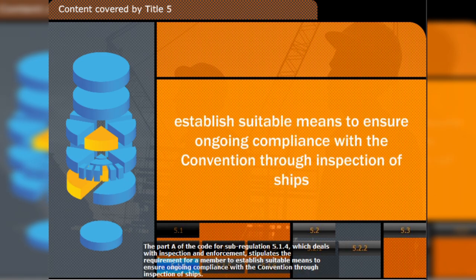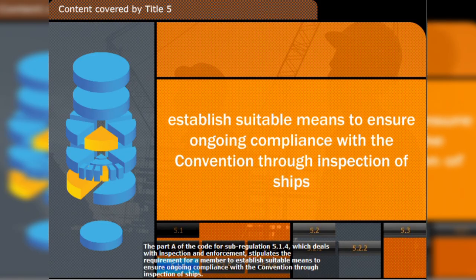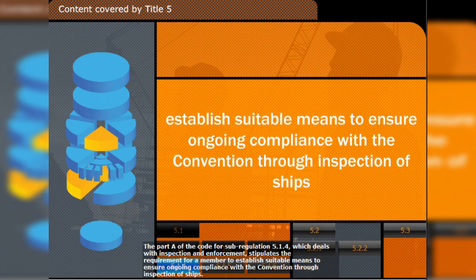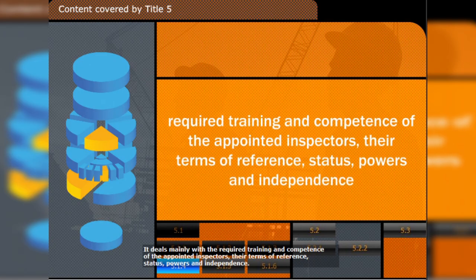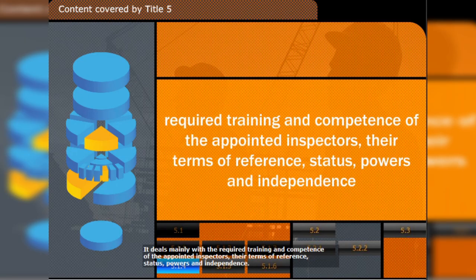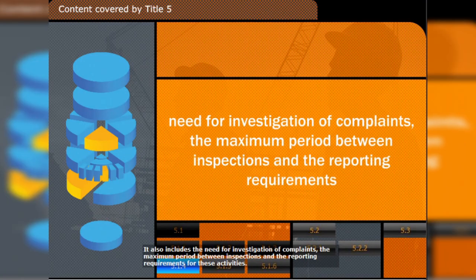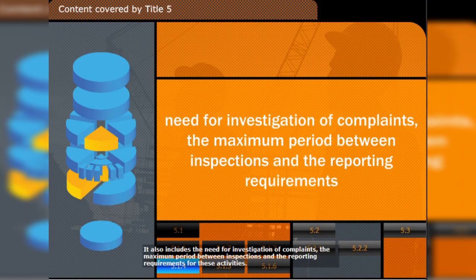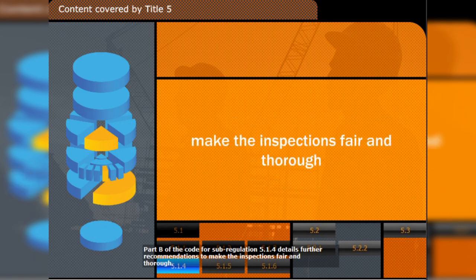Part A of the Code for Sub-Regulation 5.1.4, which deals with inspection and enforcement, stipulates the requirement for a member to establish suitable means to ensure ongoing compliance with the Convention through inspection of ships. It deals mainly with the required training and competence of the appointed inspectors, their terms of reference, status, powers, and independence. It also includes the need for investigation of complaints, the maximum period between inspections, and the reporting requirements for these activities. Part B of the Code for Sub-Regulation 5.1.4 details further recommendations to make the inspections fair and thorough.